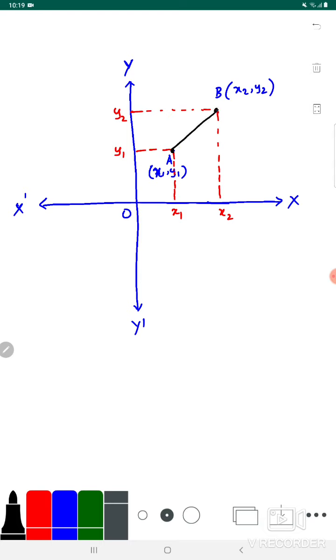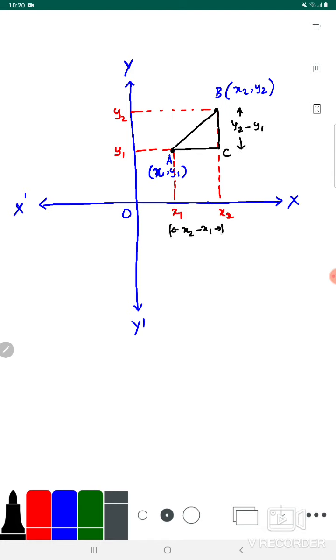That is nothing but this distance AB. Now what I will do, I will extend this and I will form a triangle over here. Let us say this is triangle ABC. Now if you can observe here, what is AC? AC is nothing but x2 minus x1. You agree with me? Right? So this is x2 minus x1 and this is nothing but y2 minus y1, right.